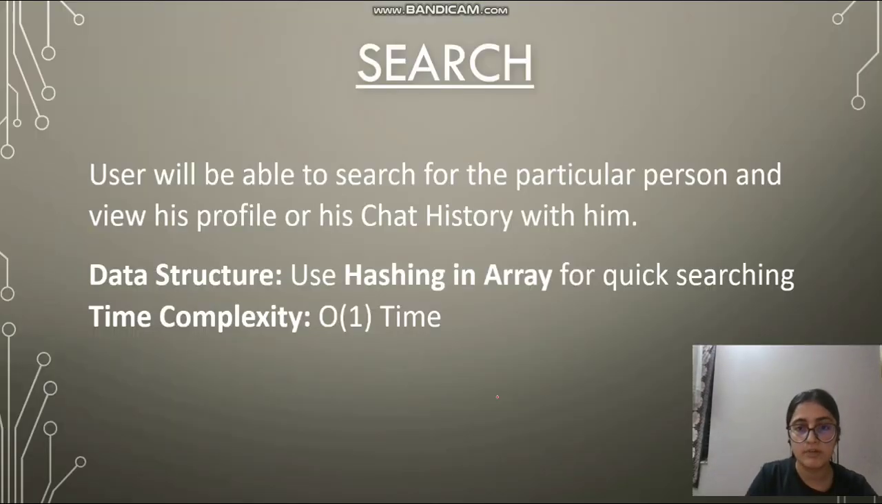Now let us talk about our next feature, that is searching. The user will be able to search for a particular person and view his profile. In this, we have used hashing in an array for quick searching, and the time complexity is O(1).